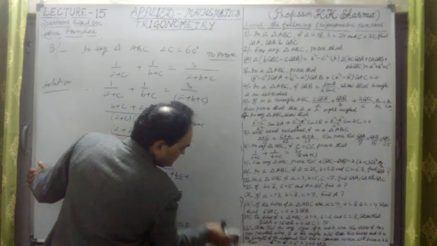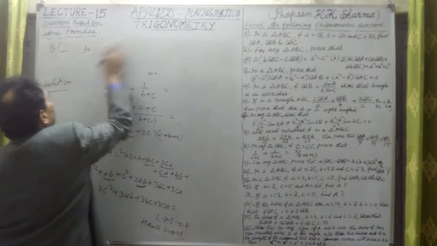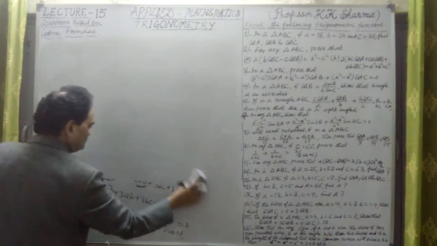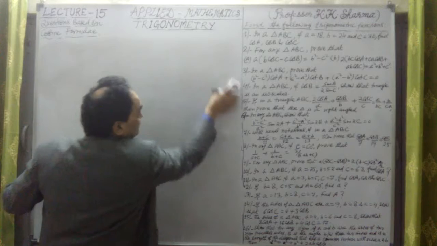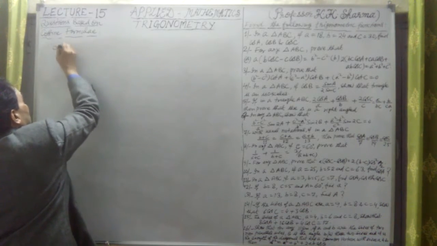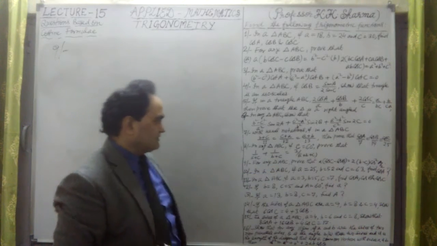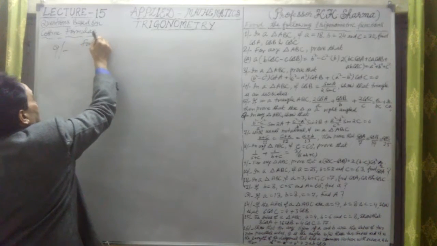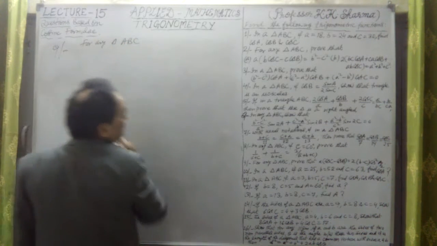Let us take now question number 9. Okay, now question number 9 is of what kind? It says for any triangle ABC, prove that this is going to be this, for any triangle ABC.